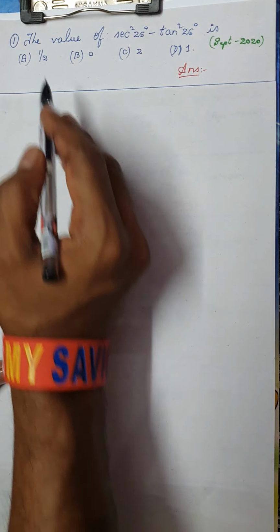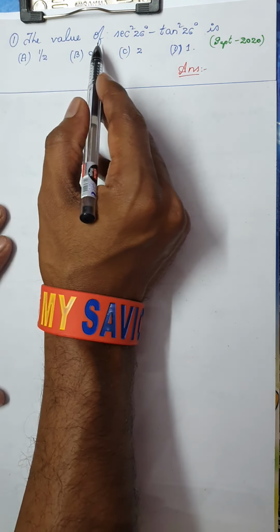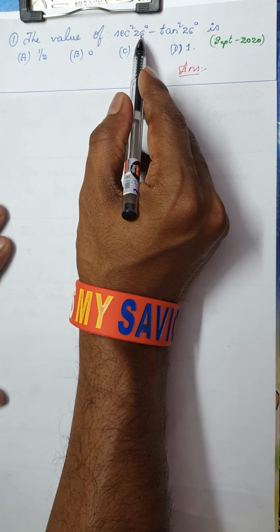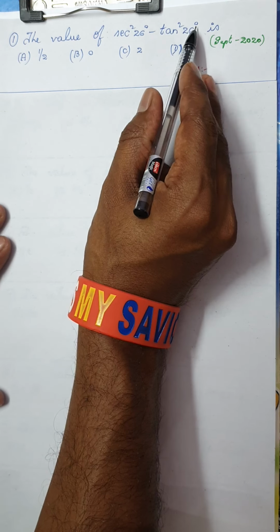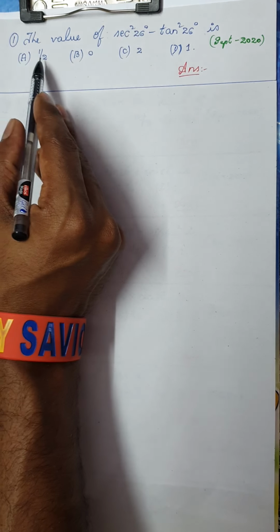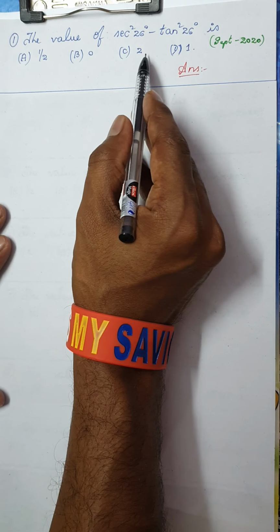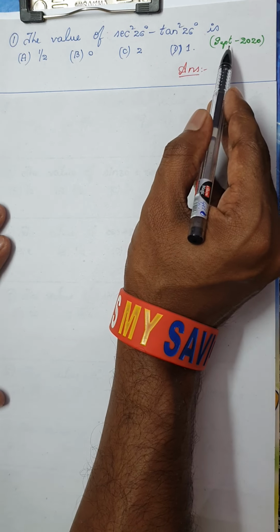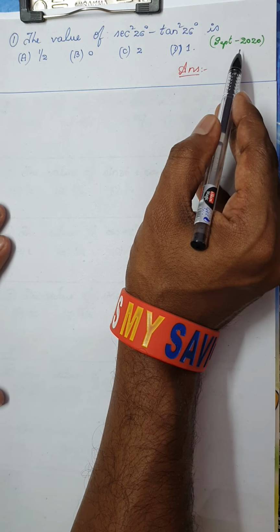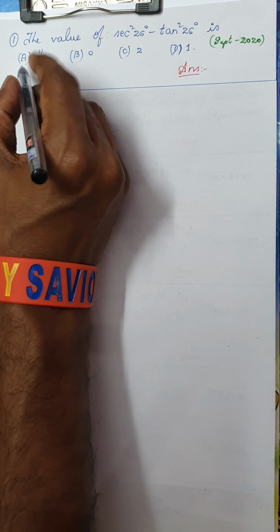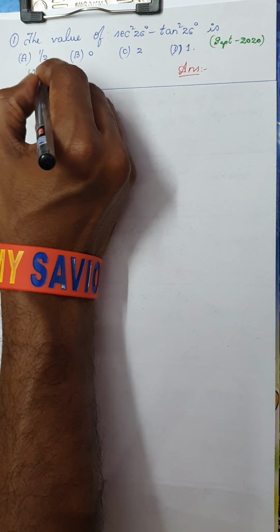The first question is a multiple choice question. The value of secant square 26 degrees minus tan square 26 degrees is. Options are 1 by 2, 0, 2 and 1. This question was asked in September 2020. It's a very simple question. Just now I gave you the formula. Do you remember?